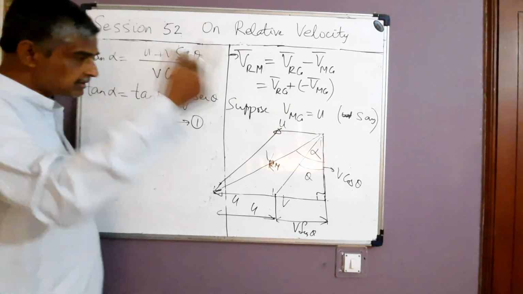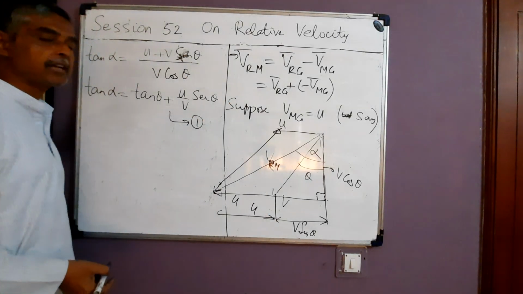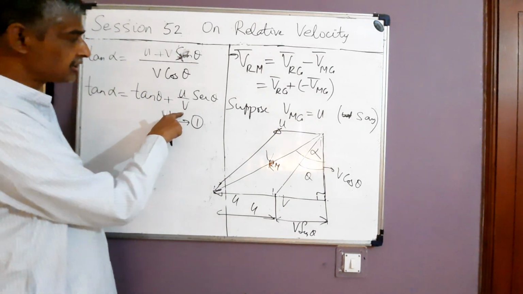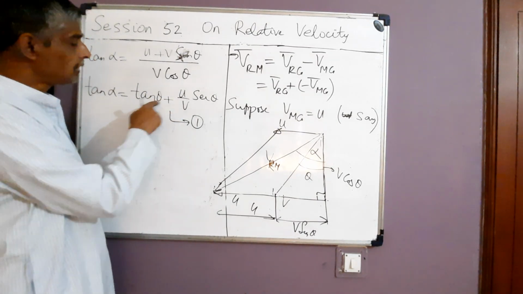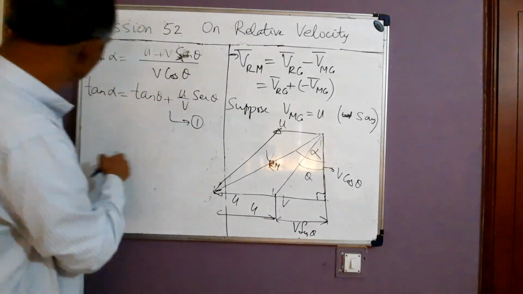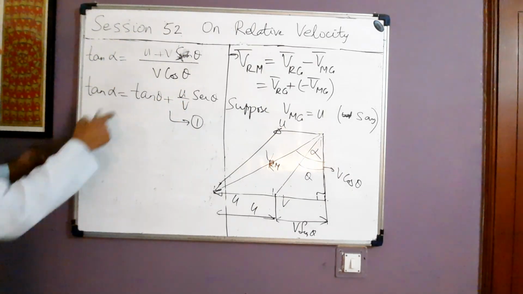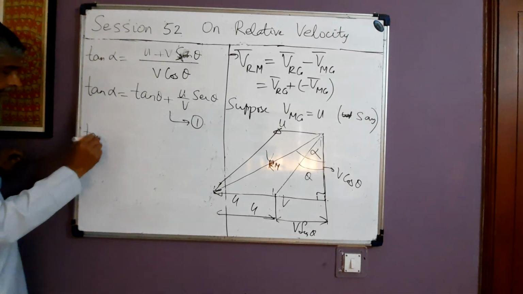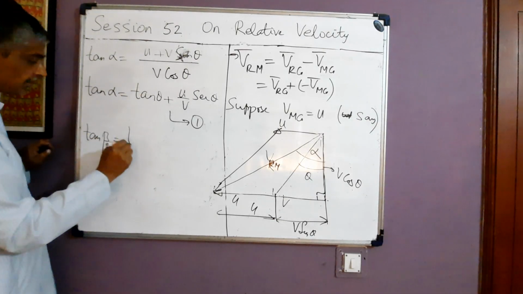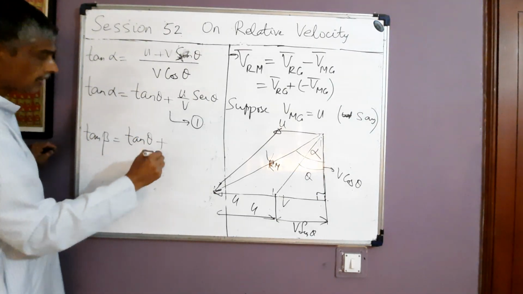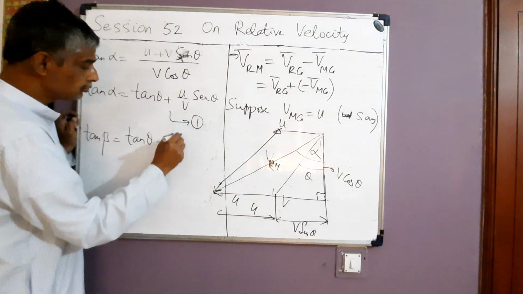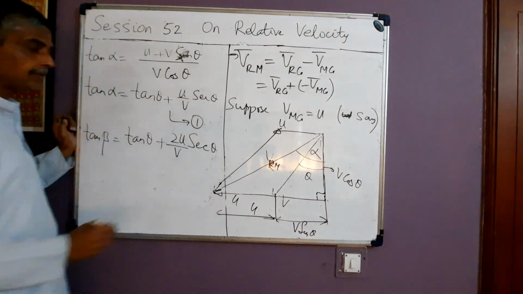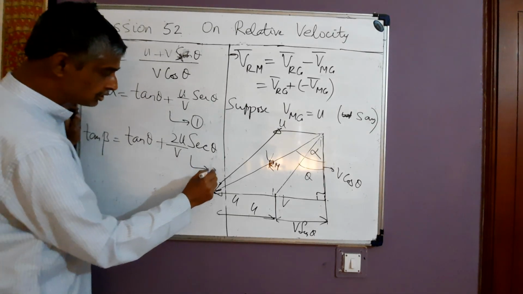Now when the person doubles his speed, he observes the raindrops to fall at an angle beta. But when the person runs, only v doesn't change, theta also does not change. Only what changes is u becomes 2u and alpha becomes beta. So for the second case, instead of alpha we take beta. Tan theta remains tan theta, plus u becomes 2u, 2u by v into sec theta. Alright, this is the second equation.